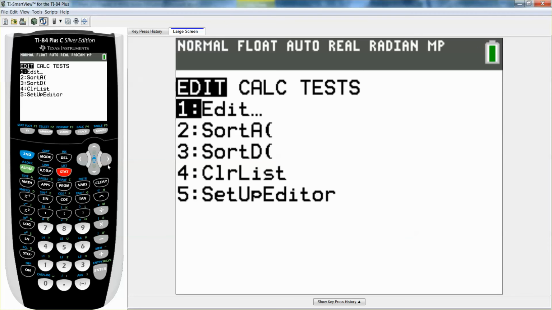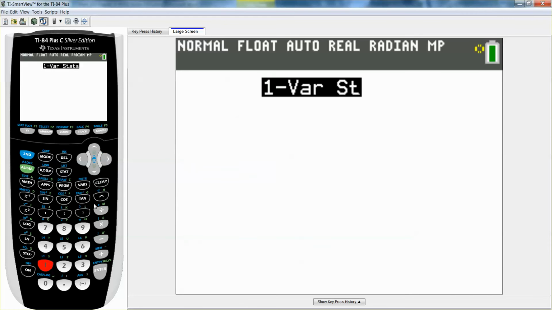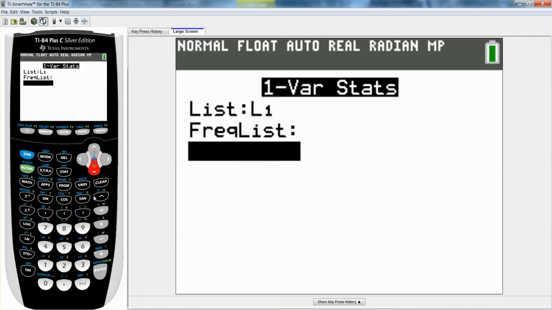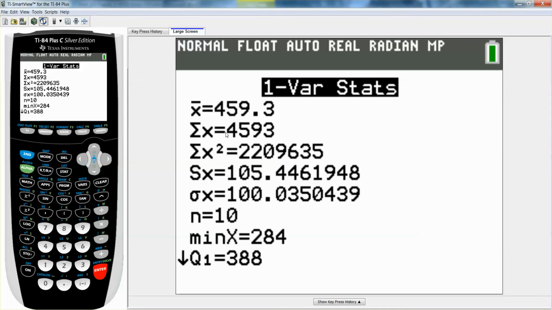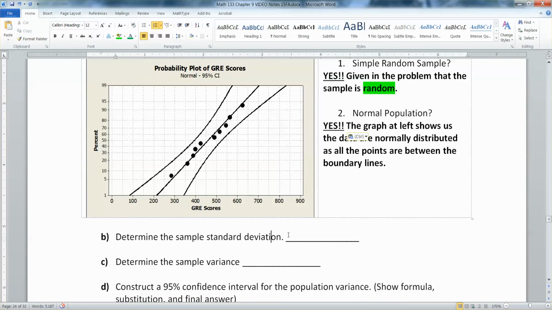Then I want to hit Stat, Calculate, number 1. I'm going to go down to Calculate. My data are in list 1, L1. The frequency list, just leave blank, and I'm going to go to Calculate. And what I'm in particular interested in is S. S is 105.446. I don't know how many decimal places they wanted. They didn't say. So I'm going to use 105.446 or 45. I'll use 446.